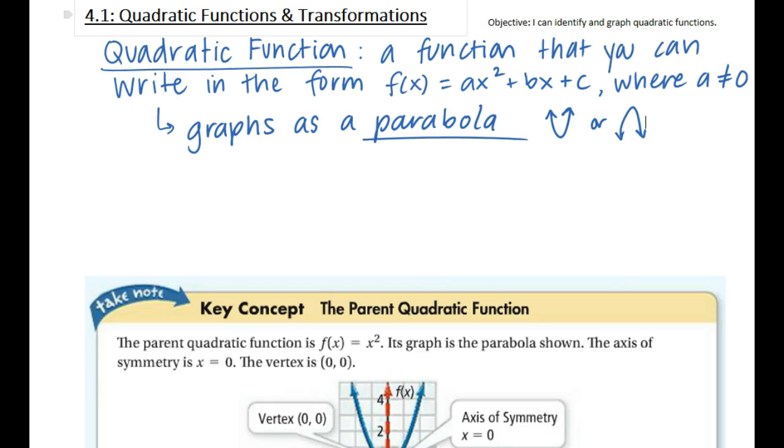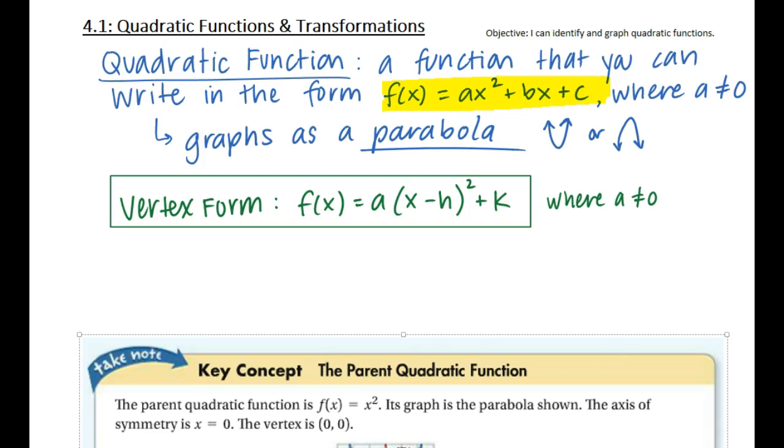When you graph a quadratic, it graphs as a parabola, and a parabola is a U-shaped graph. You can see it opens up for the first one that I drew, and the other one is opening down. The form f of x equals ax squared plus bx plus c is known as the standard form of a quadratic function. The form that we're going to be focusing in on today during this lesson is vertex form.